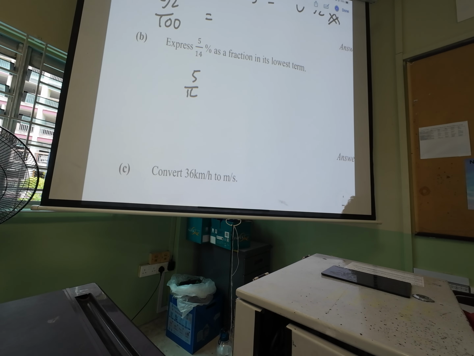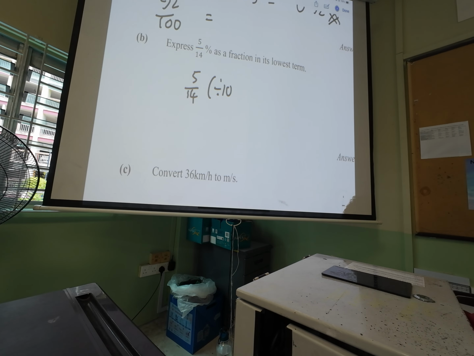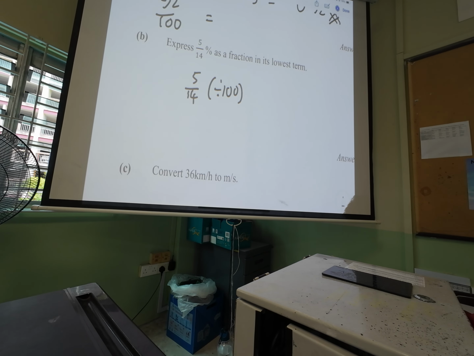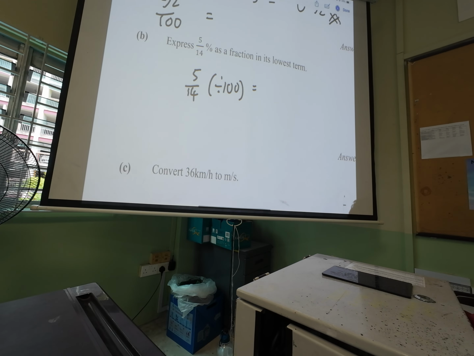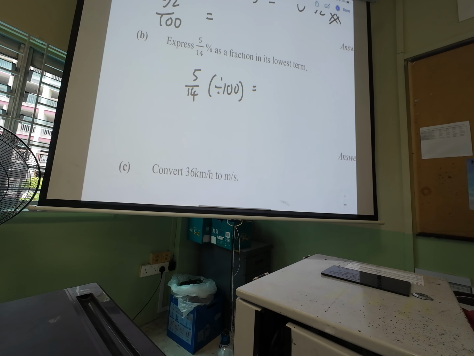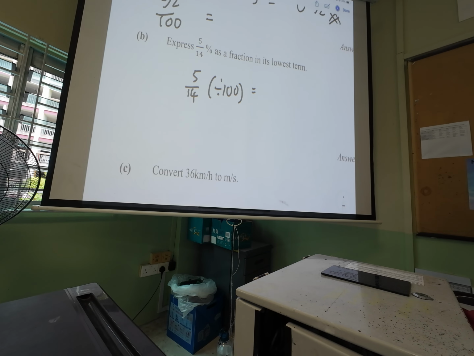5/14%. I am also just going to divide by 100. Okay? Then your calculator should tell you the answer already. And the answer is 1/280.